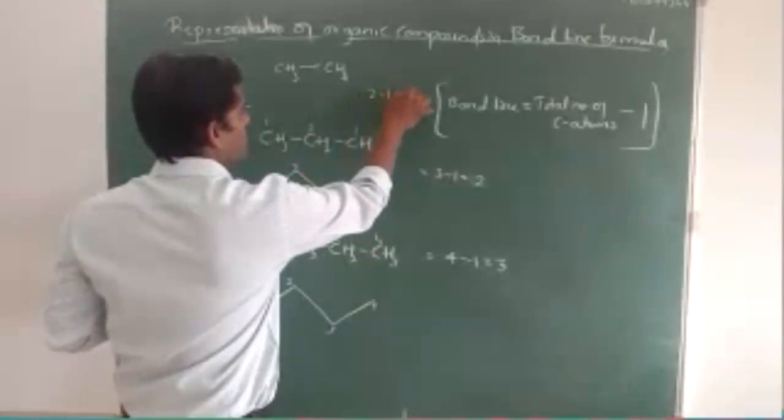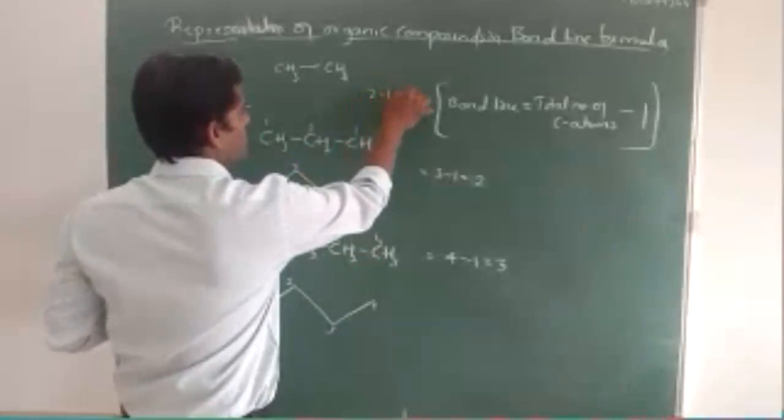So 4 means, what is the formula? Bond line is equal to total number of carbon atoms minus 1. So 4 minus 1 means how many lines are you going to have? You are going to have only 3 lines. So how to draw those 3 lines? Here, 1, 2, 3. Three lines are joined. Next, give the numbers 1, 2, 3 and 4.